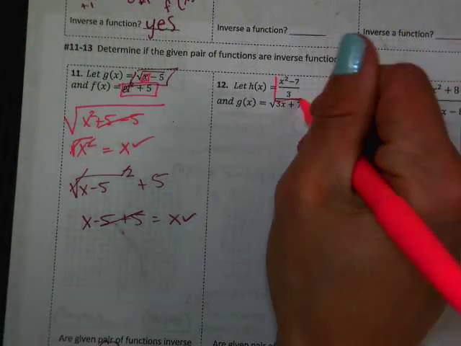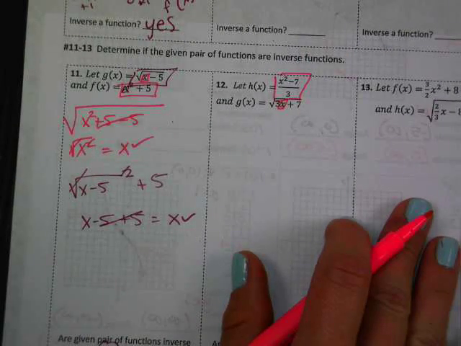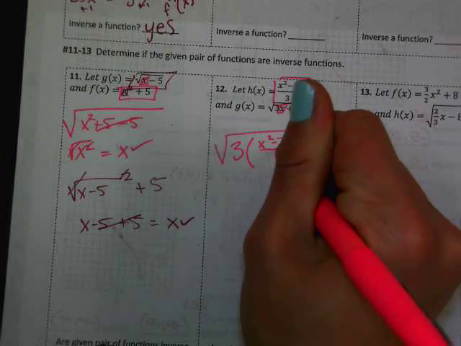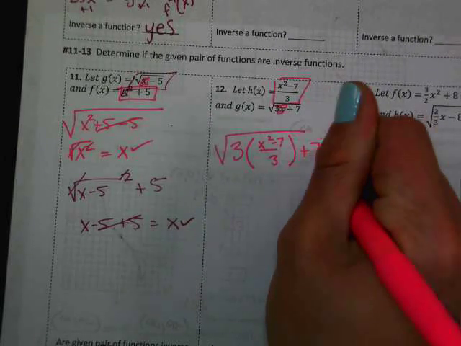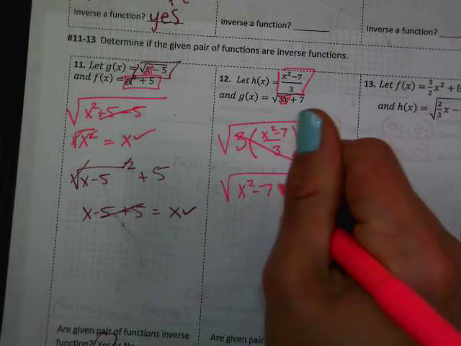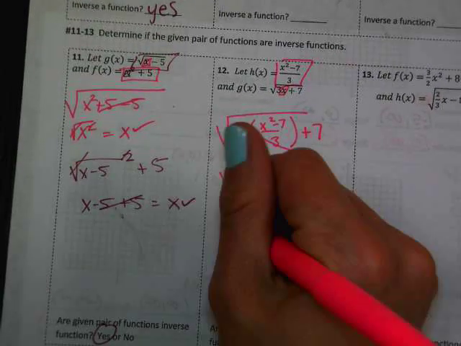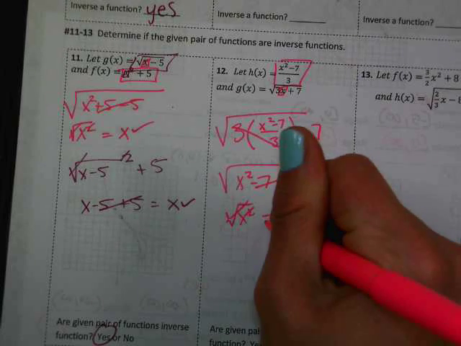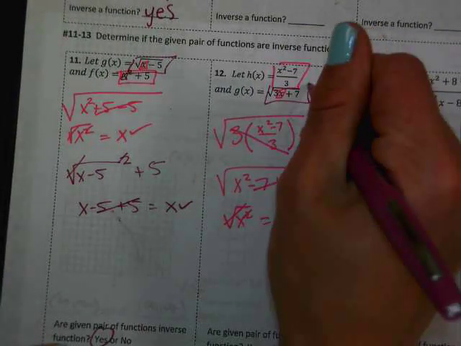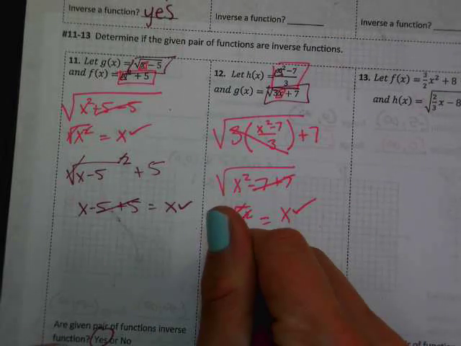Alright, same thing over here. Put my fraction into the root. So first I have the square root of 3, x squared minus 7 over 3, plus 7. 3's cancel. X squared minus 7 plus 7. 7's cancel. Roots and square cancel. I'm just left with x. So that way works. Go the other way.